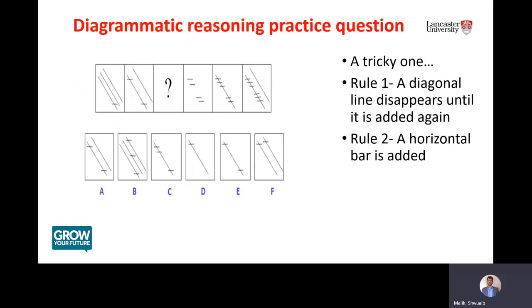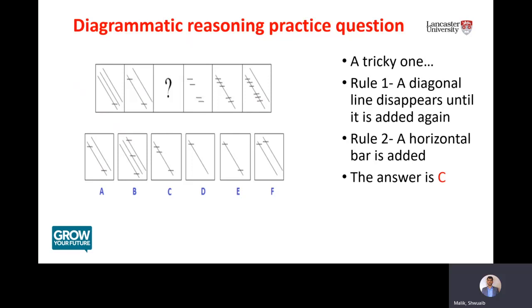So we've got 1 diagonal, so we've got 1 horizontal bar, then we have 2, then we have 4, etc. Based on that, the box that we're looking for has to have, firstly, 1 diagonal line. So we can eliminate A, B, and F. So it must be C, D, or E. And it must have 3 horizontal bars, which only leaves us with 1 option, and that's C. So the answer is C.